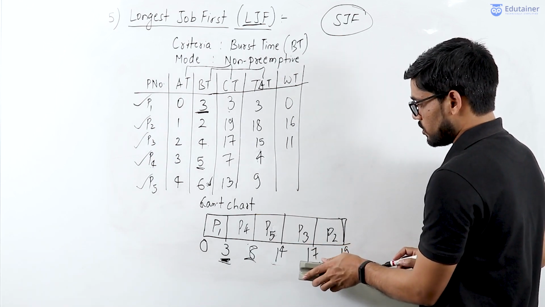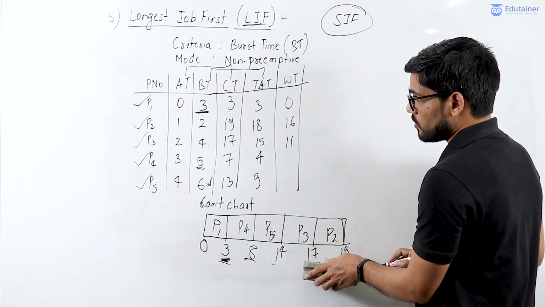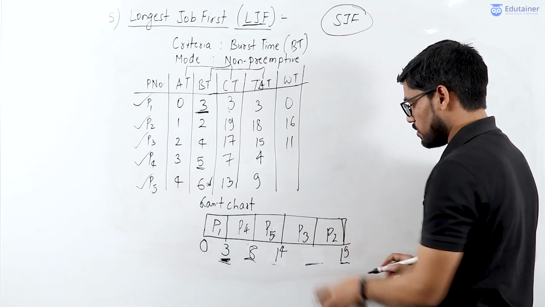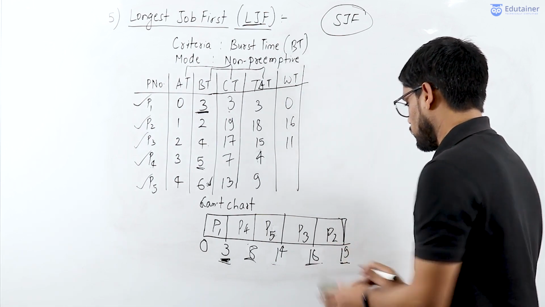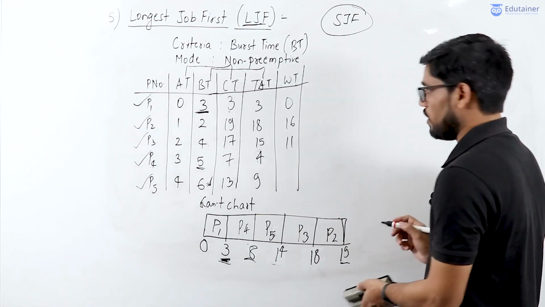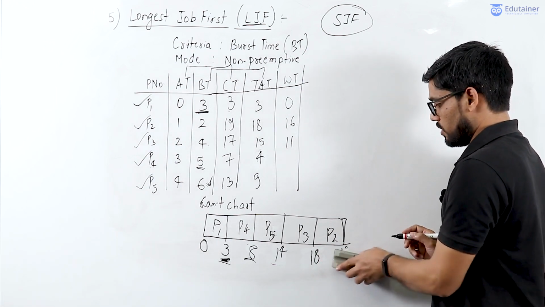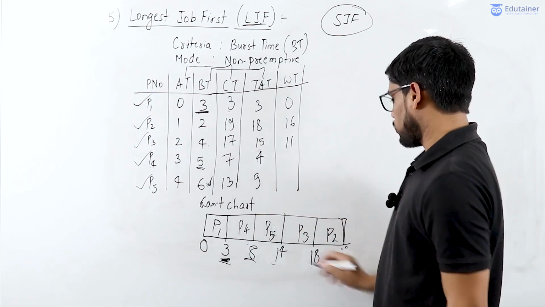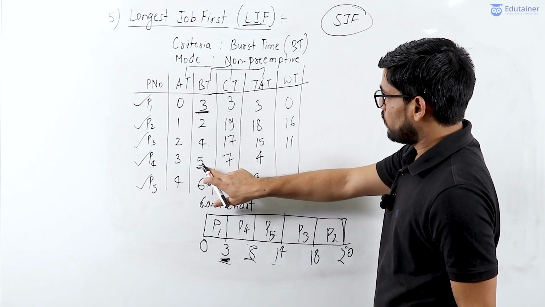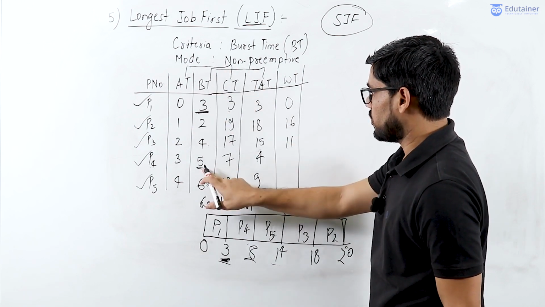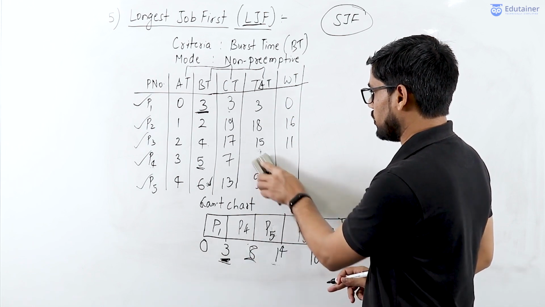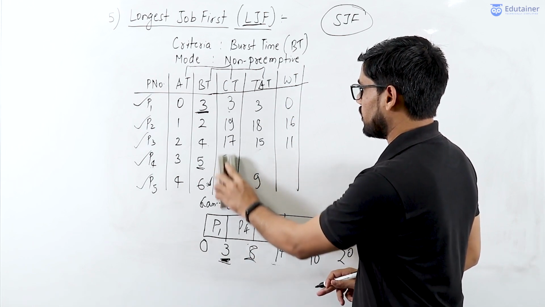Then process P3 requires 4 units of time. So 14 plus 4 is 18. Sorry for that mistake. 14 plus 4 is 18, and then after that 18 plus P2, which requires 2 units of time, is 20. So P4 completed at time 8.